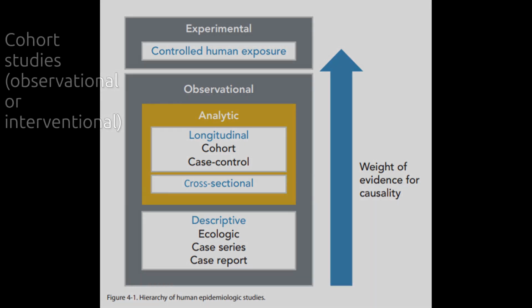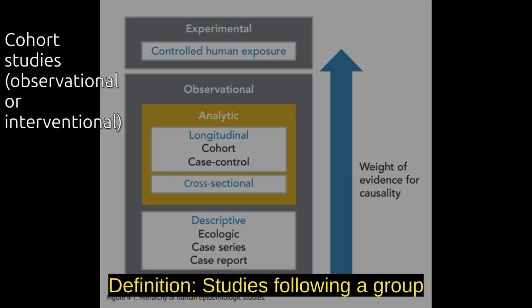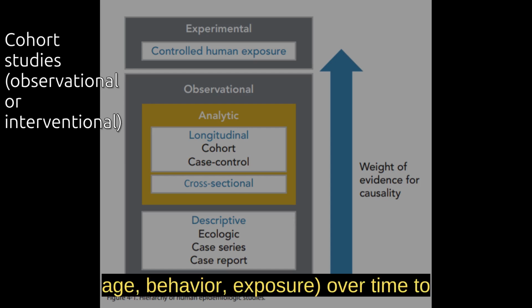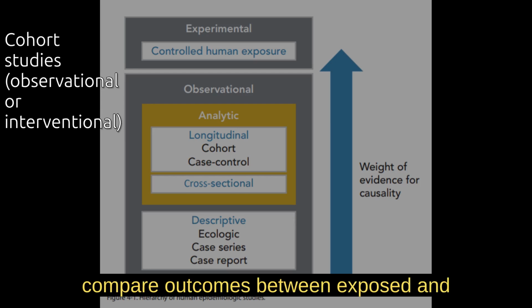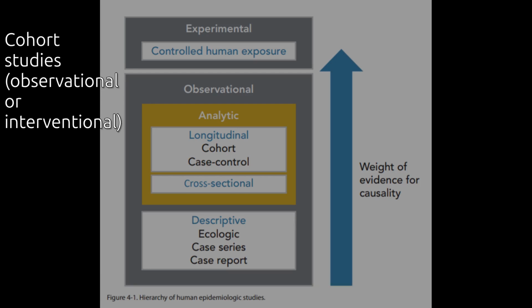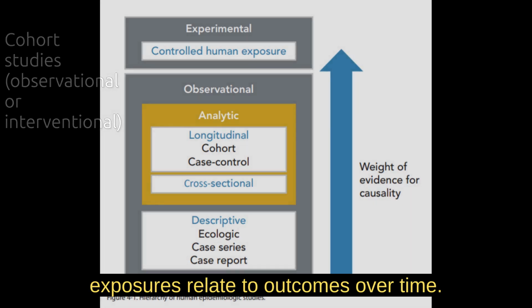Cohort studies, observational or interventional. Definition. Studies following a group sharing a characteristic, for example, age, behavior, exposure, over time to compare outcomes between exposed and unexposed individuals. Why it matters. Cohort studies track how different exposures relate to outcomes over time.